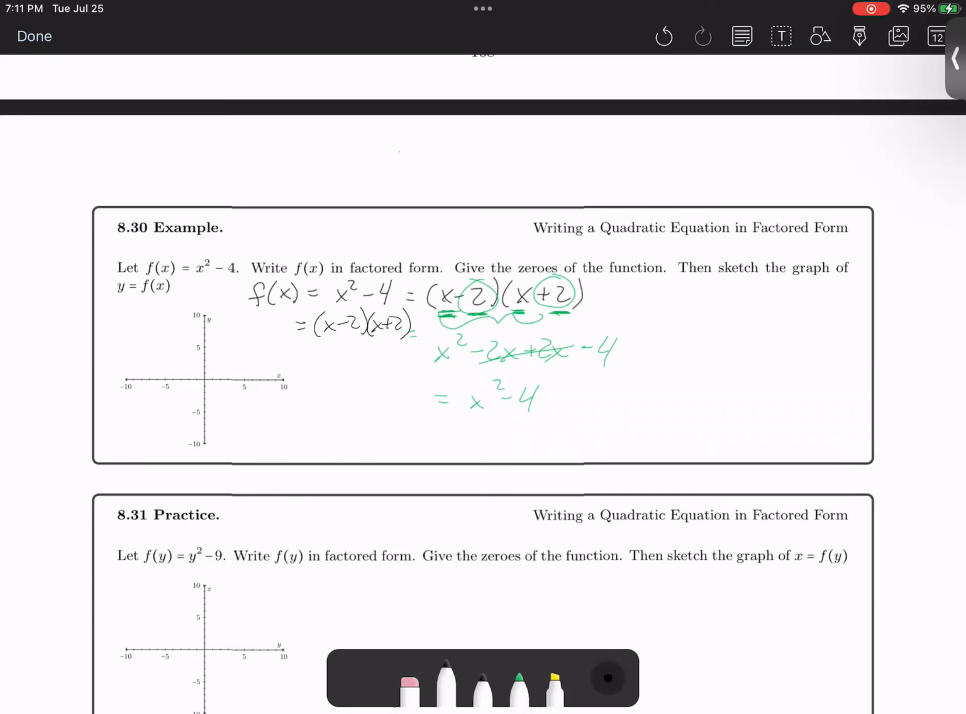And because we have the factored form, we can easily tell what's going to make us 0. If I set my function equal to 0, then either the first factor is going to make me 0, or the second factor is going to make me 0. So I've got a 0 over here at 2. I've got a 0 over here at minus 2. And my leading coefficient is positive. It's a 1. So I'm concave up.